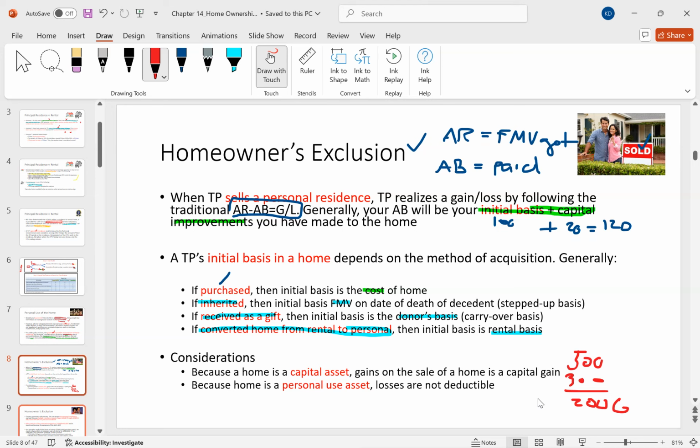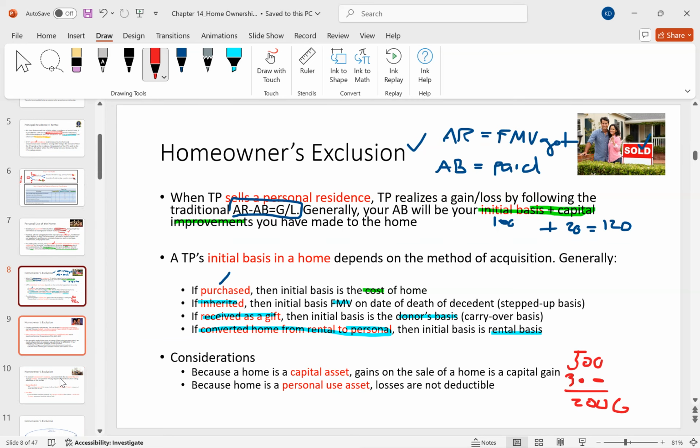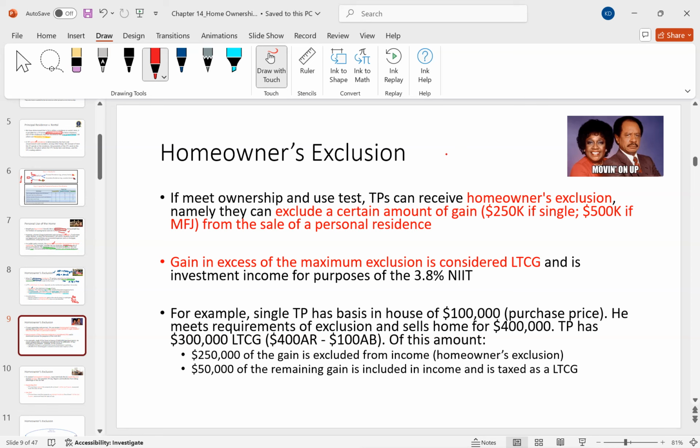If we sell it at a loss, we don't get to use any of that loss. It's like your car, your personal use car. So that's the starting point. Theoretically, you'd have to pay tax on that gain. But to encourage people to start with a starter home and get bigger and have a family, kind of like the Jeffersons moving on up, getting bigger and bigger.